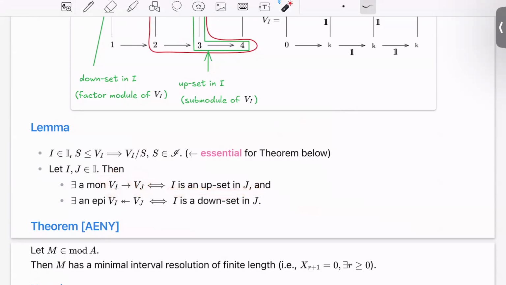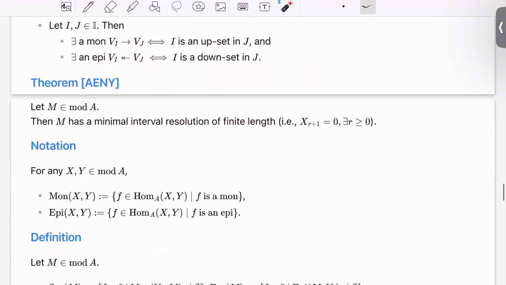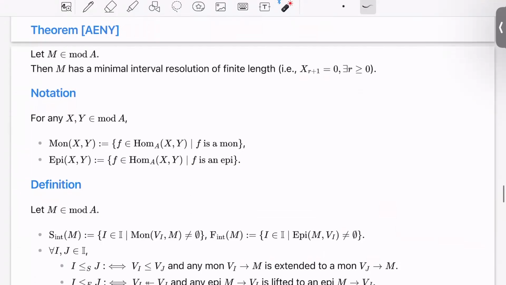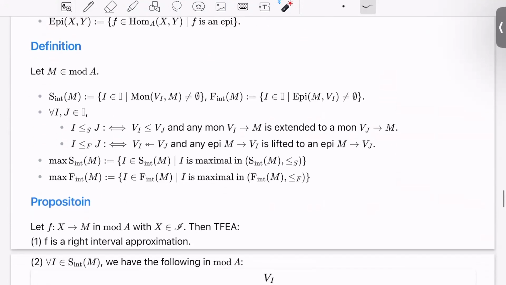Dually, there is an epimorphism from Vj to Vi if and only if I is a downset in J. So then, notation: we collect all monomorphisms from X to Y and denote it by mono(X,Y). And if it is an epimorphism, then epi(X,Y). So then, definition: S_int and F_int.